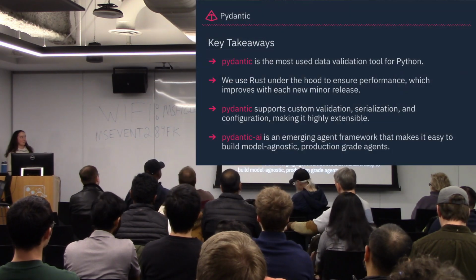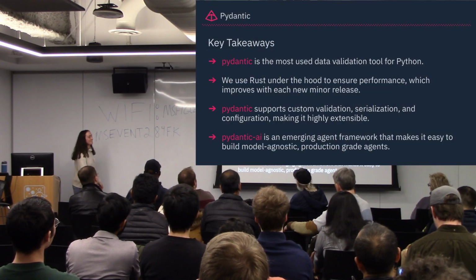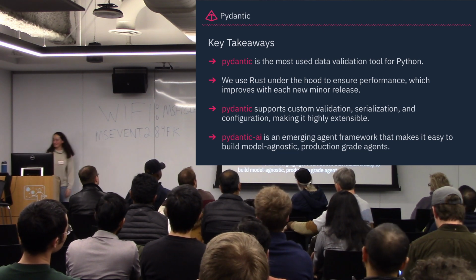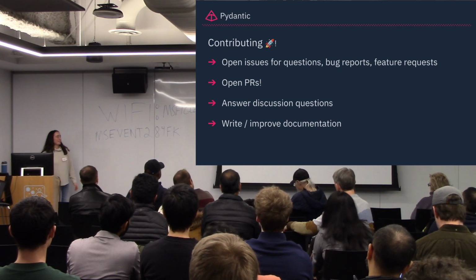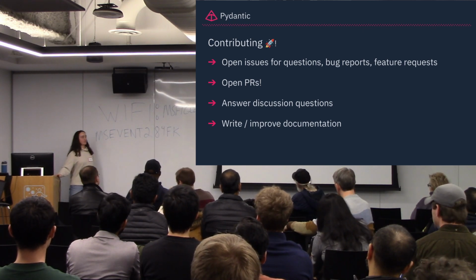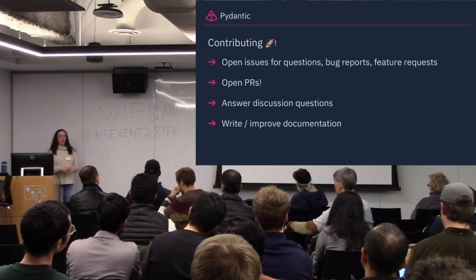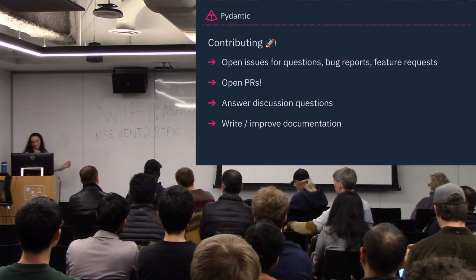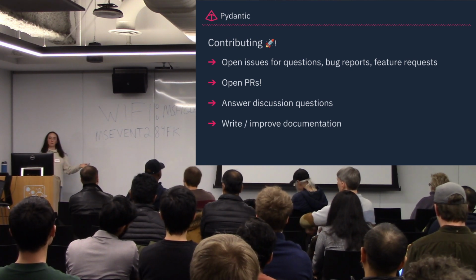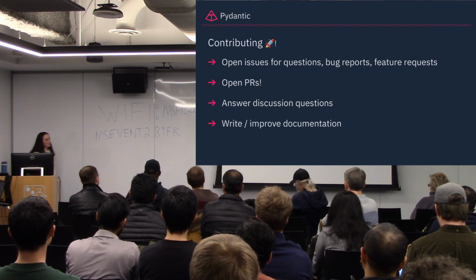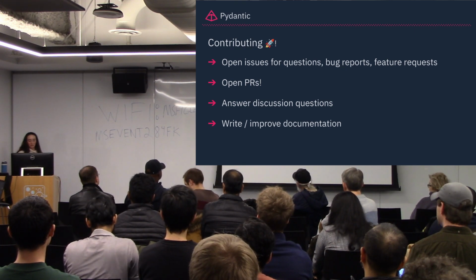Okay, so a couple of takeaways here. You can read these. I'll post the slides later. Also, on the open source note, I'm a very big open source advocate. If you're interested in Pydantic or other tools that you use for free, maybe pandas or any of those, they're open source, and you can help by asking questions, reporting bugs, or opening pull requests, which is maybe the coolest and most helpful thing to do. Answering questions is great, and then writing and improving documentation.